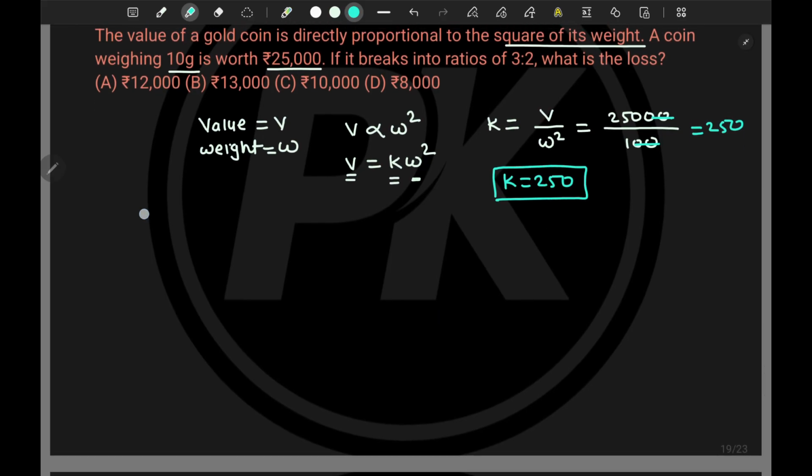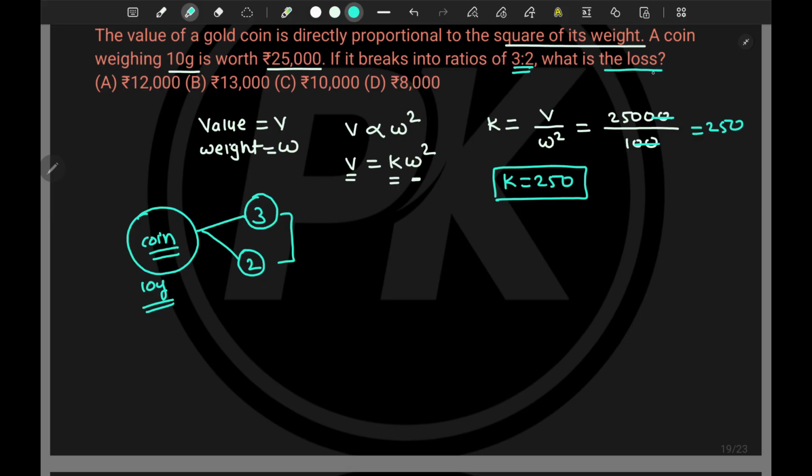Now this we have to use in the next step. So this was the entire coin. Now they split it into two coins in the ratio of 3:2, and this was like a single coin. Now that coin of 10 gram is split into 3:2, so that is given, right? And we have to predict what is the loss.